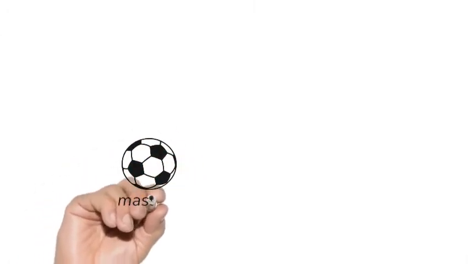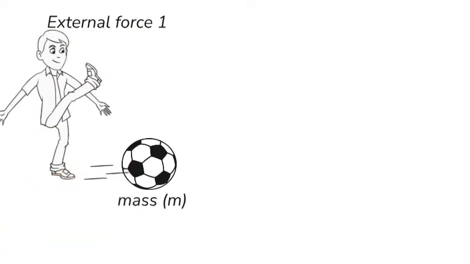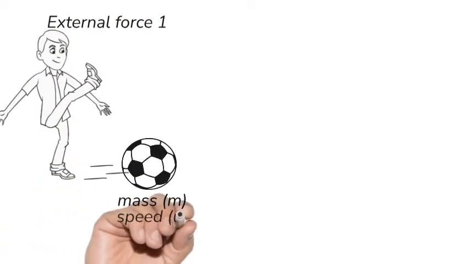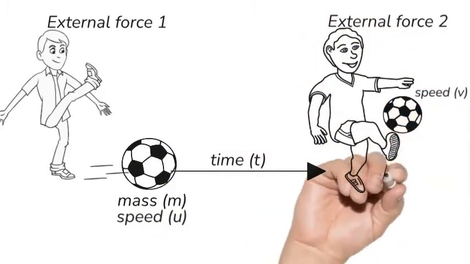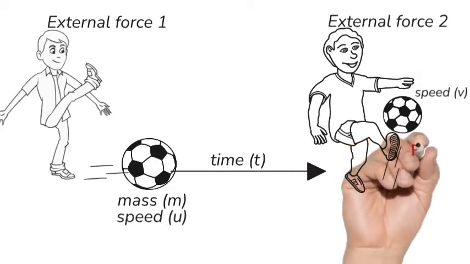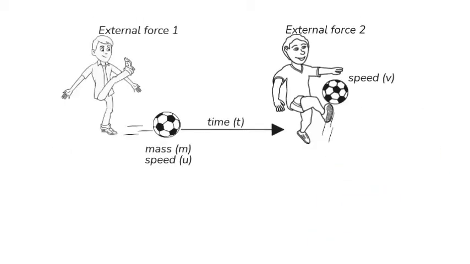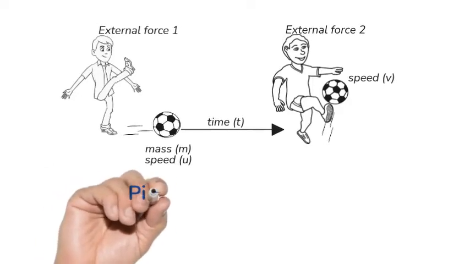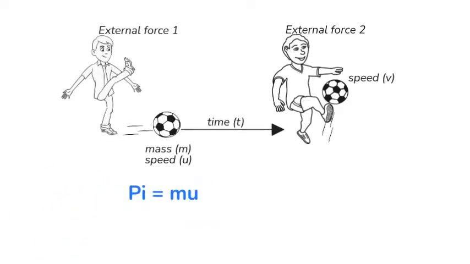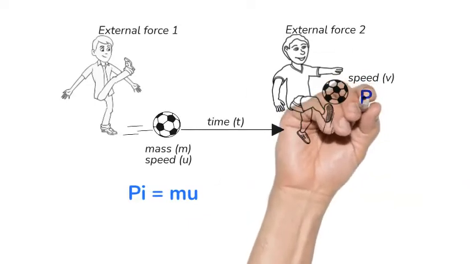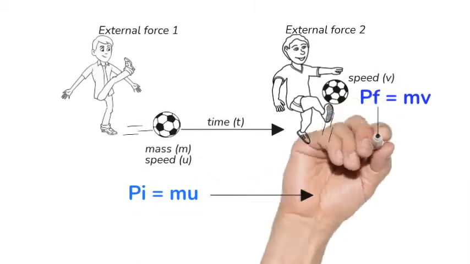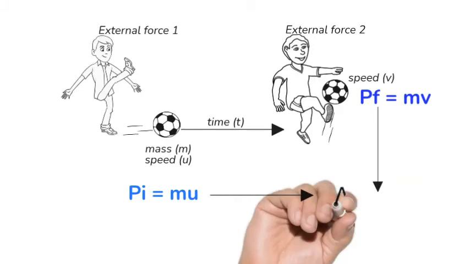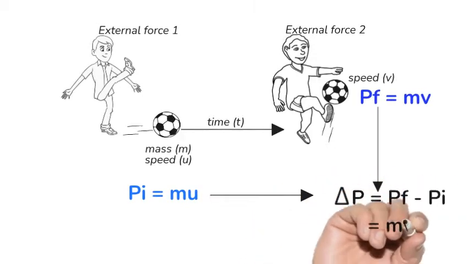Let m be the mass of a body moving along a straight line with an initial speed u. After a time interval of t, the velocity of the body changes to v due to the impact of an unbalanced external force F. Therefore, the initial momentum of the body, Pi, is equal to m into u. The final momentum of the body, Pf, is equal to m into v. The change in momentum, that is delta P, is equal to Pf minus Pi, that is mv minus mu.